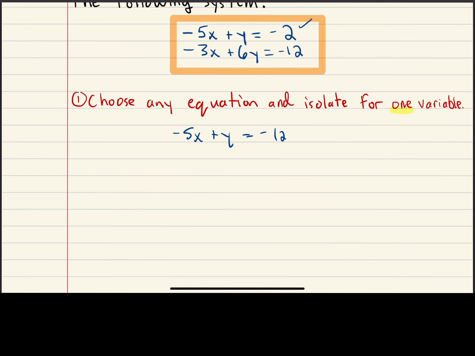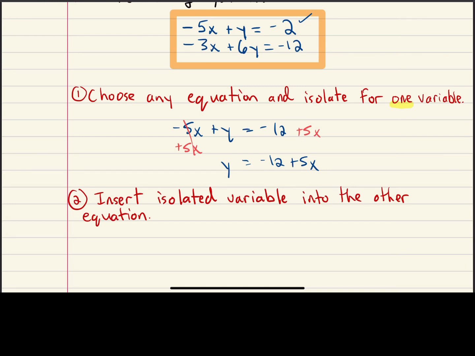So to do that, we're going to remove the 5x from the left side and bring it to the right side. We're going to do that through inverse operations by adding it on both sides. And now we have y isolated as follows.